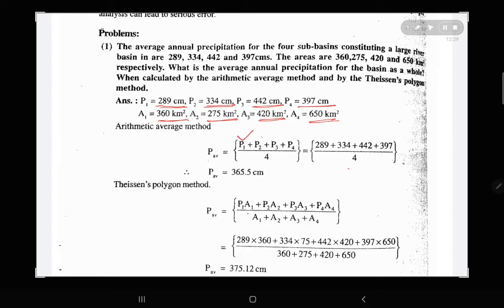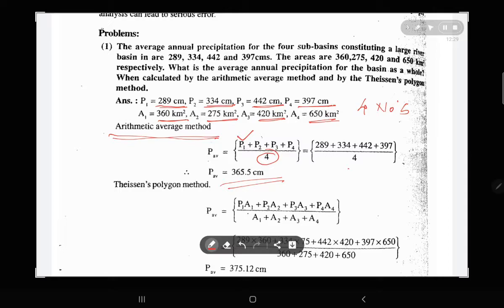Okay, these many areas are covered by the rain gauge stations. We know P1, P2, P3, P4, and the number of stations. How many stations are there? Total 4 stations are there. Using this we can find out the total precipitation. Here first I will use the arithmetic average method, and it is nothing but, as we have discussed earlier, the precipitation at all stations divided by the number of stations.